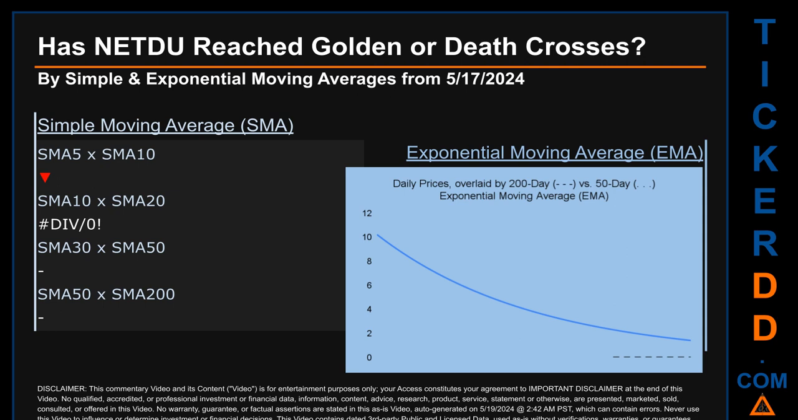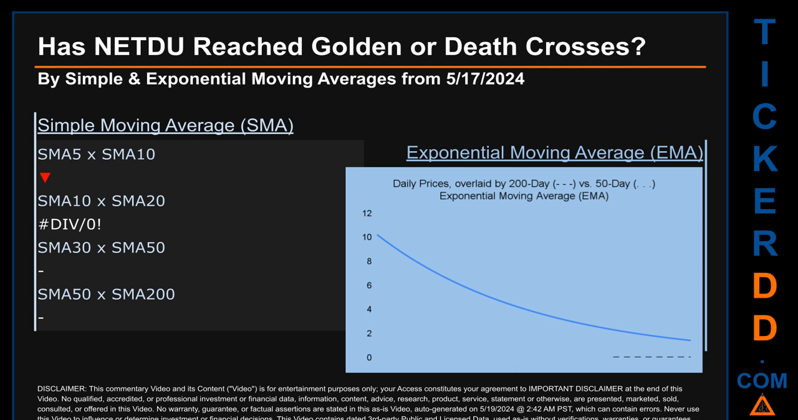Has the 50-day EMA line, which is in red, crossed above or crossed below the 200-day EMA line, which is in black? If no crossing can be seen, then no signal could be had. The blue line is daily end-of-day prices. Continuing with SMA, we looked across the 5 to 10, the 10 to 20, and the 30 to 50-day ranges to see if golden and death crosses had been reached.